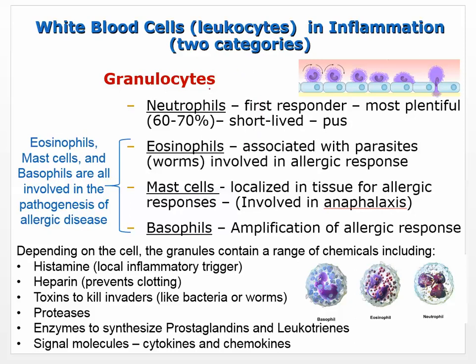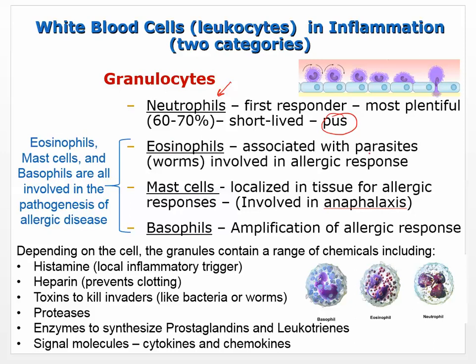So let's look at these granulocytes. White blood cells, or leukocytes, in inflammation fall into two categories: granulocytes and agranulocytes. Let's first talk about the granulocytes. We mentioned the neutrophils as being the first responder. They're the most plentiful. 60 to 70% of the immune cells in your body right now are neutrophils. They're short-lived and they are the origin of pus.